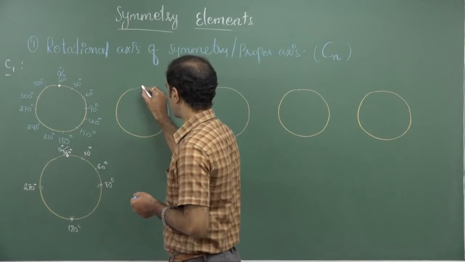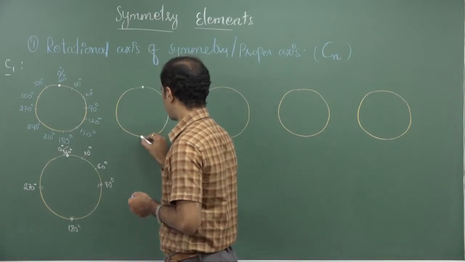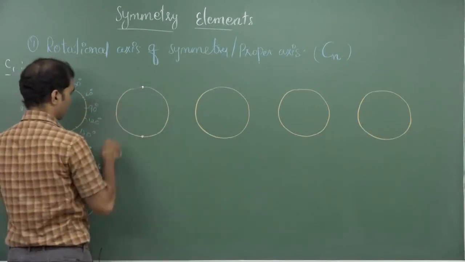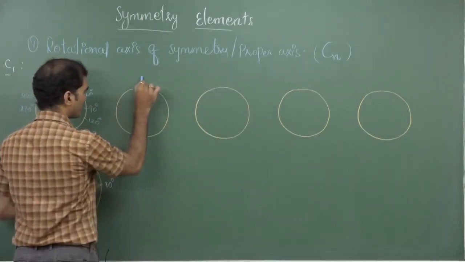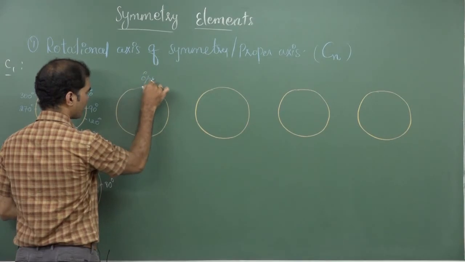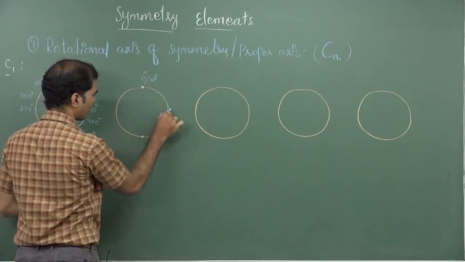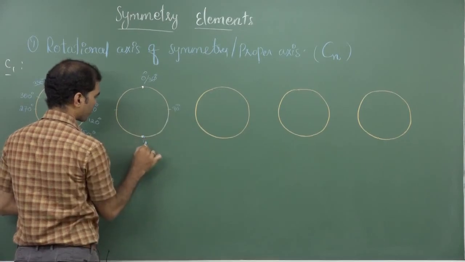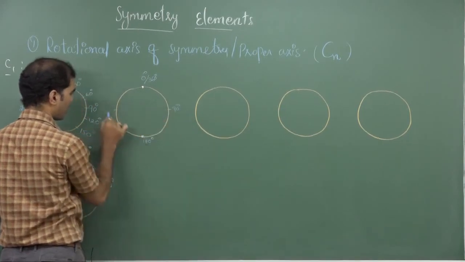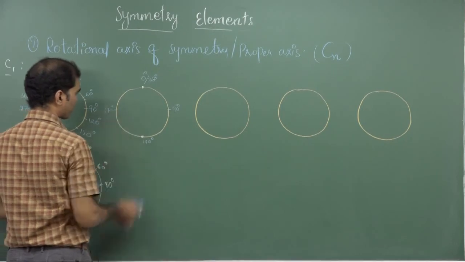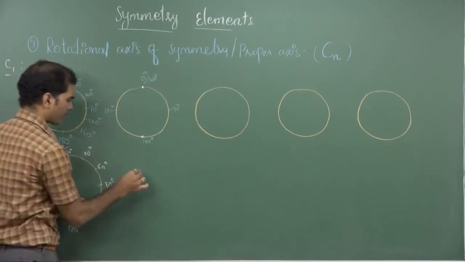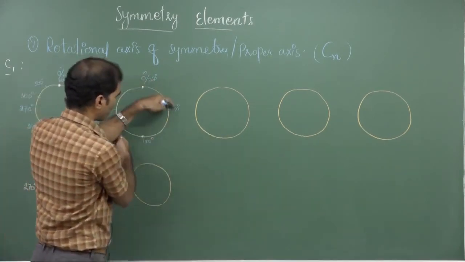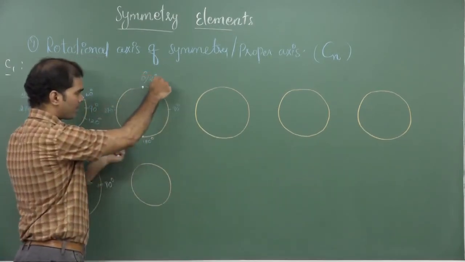Now let me take 2 points. These 2 points are exactly opposite to one another. So this is a 0 or a 360 degree angle. (90, 180 and 270). Let us start to rotate these 2 points in tandem, simultaneously.